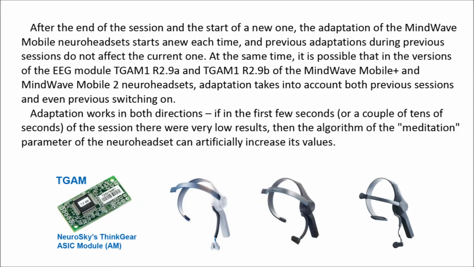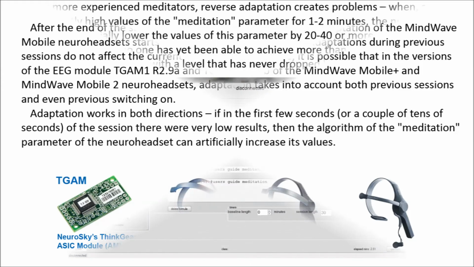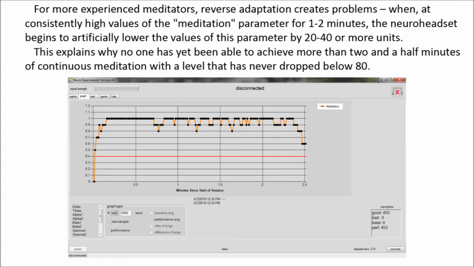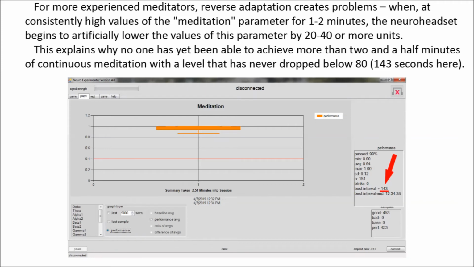Adaptation works in both directions. If in the first few seconds, or a couple of tens of seconds, of the session there were very low results, then the algorithm of the meditation parameter of the neuro headset can artificially increase its values. For more experienced meditators, reverse adaptation creates problems: when, at consistently high values of the meditation parameter for 1 to 2 minutes, the neuro headset begins to artificially lower the values of this parameter by 20 to 40 or more units. This explains why no one has yet been able to achieve more than 2.5 minutes of continuous meditation with a level that has never dropped below 80.